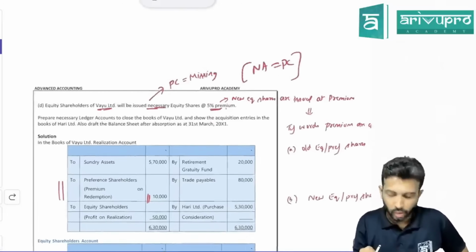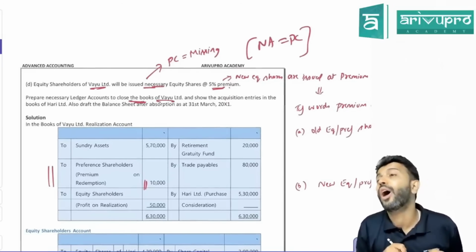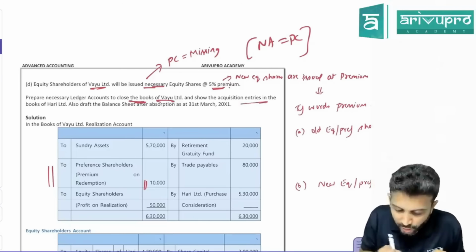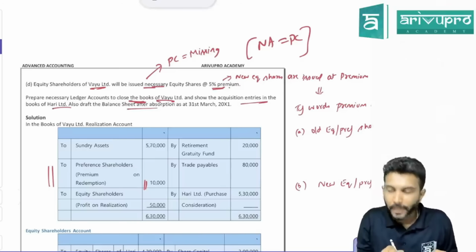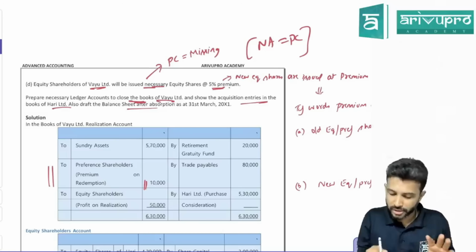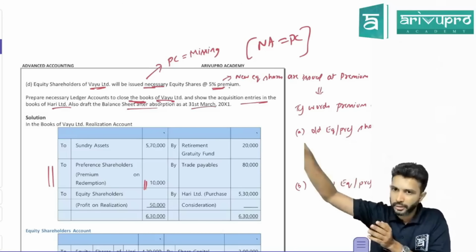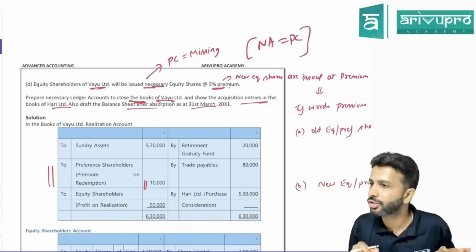That's all. Okay, sir. So show the necessary ledger accounts to close the books of Vayu. That is, you need to prepare the selling company's ledger accounts, and the acquisition entry, and also the balance sheet of Hari after absorption. Correct. So the journal entry in the books of the new company, the balance sheet in the books of the new company, and the selling company's ledger they've asked. Combo offer. Maybe this will come for like 16 marks or something.